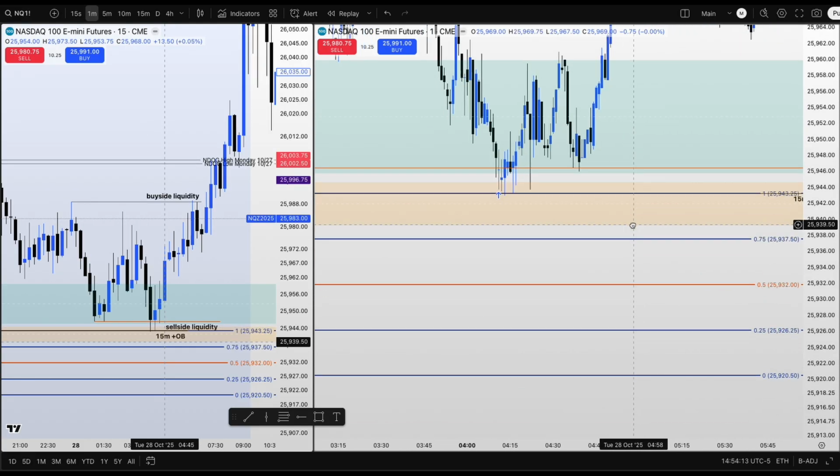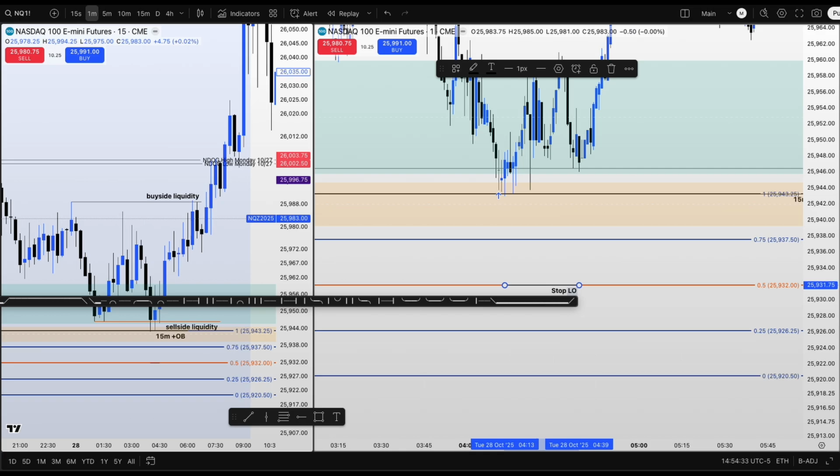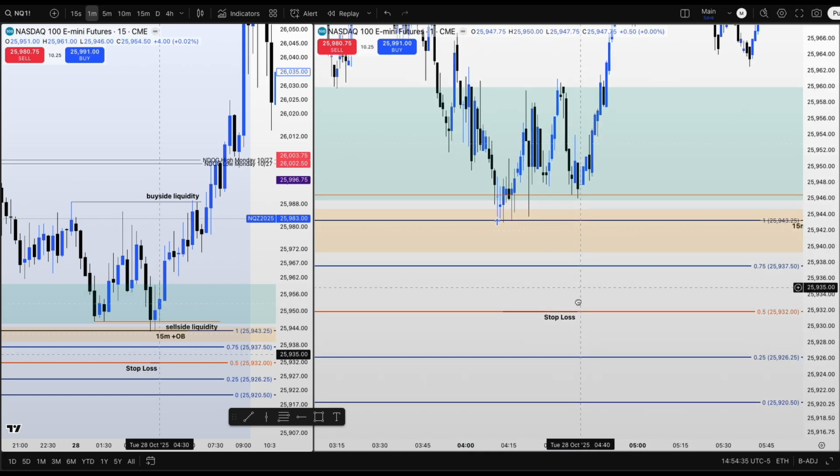Now initially I had my stop loss placement a tick below the mean point threshold here. I can outline that here. So this is where my initial stop loss was.